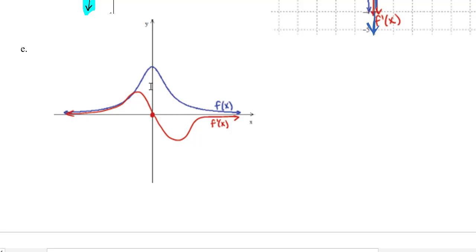Well, the first thing that you should have probably talked about to yourself is that this turning point up here, I have a horizontal tangent line at that x value, which will correspond to an x-intercept on my derivative. Because again, that's where my derivative equals 0. That's where my slope of my tangent line equals 0 at those highlighted marks.